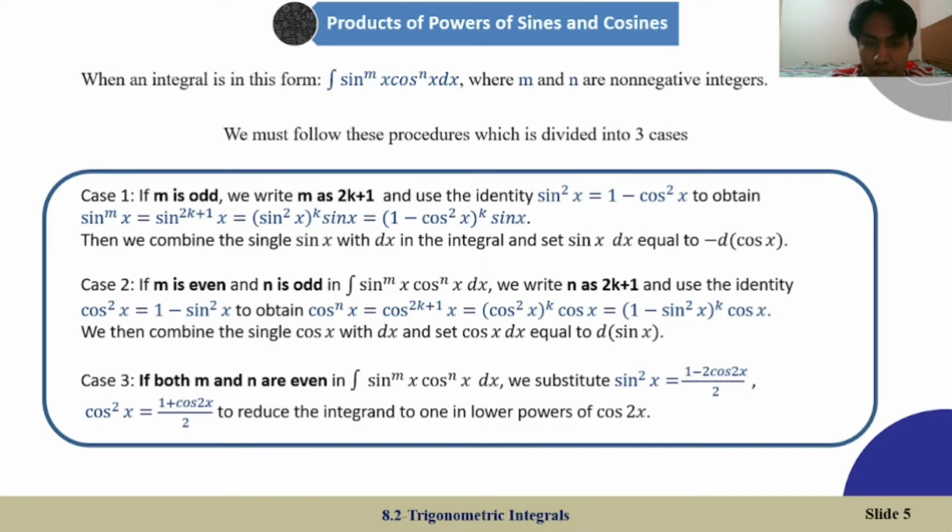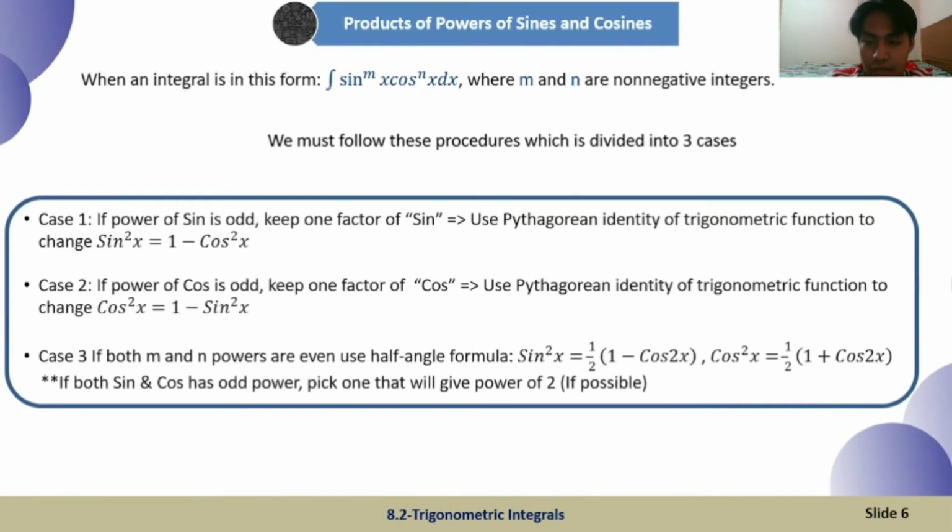Now, if you find this explanation a bit complicated and long, there's a short and simplified version that I found, which is case 1. If the power of sine is odd, keep one factor of sine, and then use the Pythagorean identity of trigonometric functions to change sine squared x to 1 minus cosine squared x.